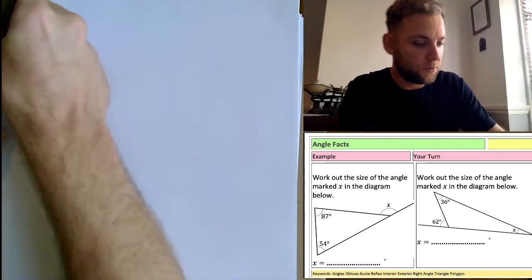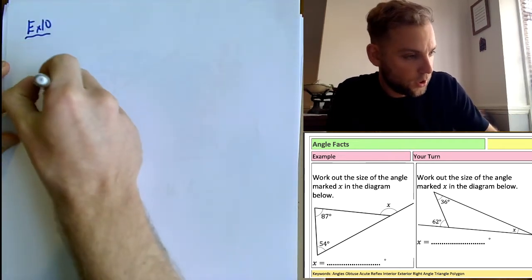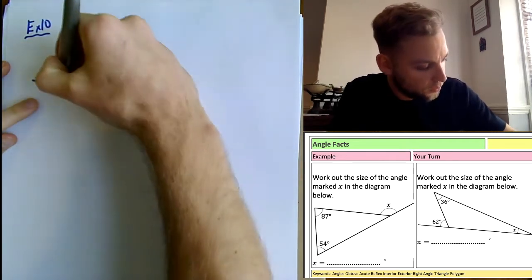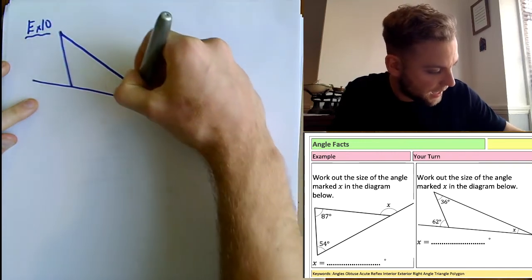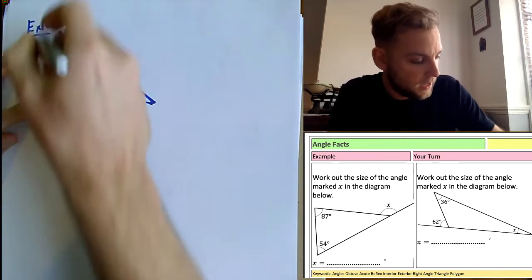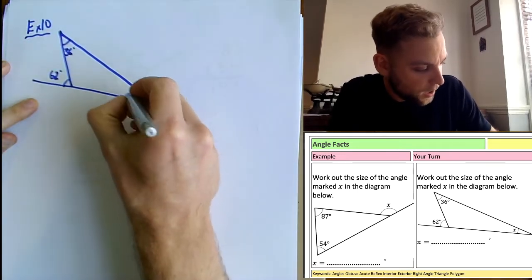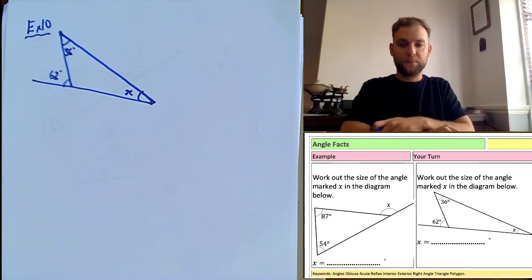Okay, so this one here is example 10 for me. So I've got a triangle here like so, coming backwards up like this and coming down like so. So I've got this one here, which is 62 degrees. I've got this interior one here, which is equal to 36 degrees. And I'm trying to find out what x is here.